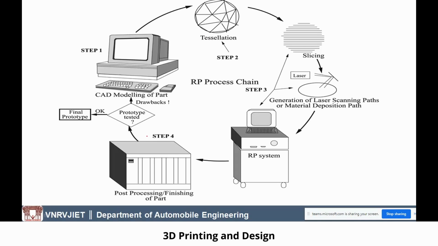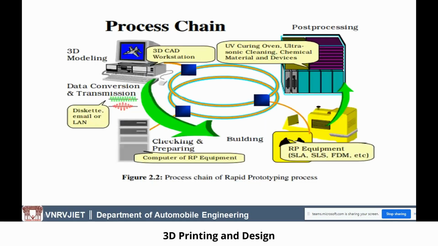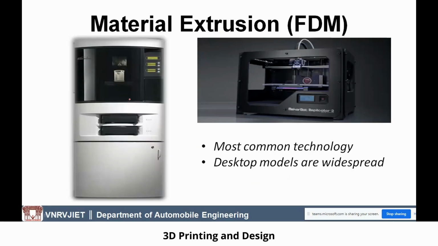Once the prototype is okay, we use it for final usage. Otherwise, if any drawbacks are there, we will remodel it. So the process will be continued. So that's why it is called a 3D printing chain. The same thing is here. So now we'll see some of the machines, how they look and other things.